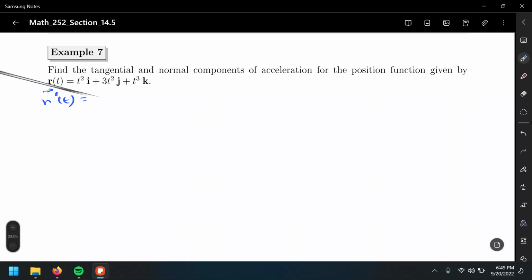That's 2t in the direction of i plus 6t in the direction of j plus 3t squared in the direction of k. Okay? And in order to get the tangential vector, we need to find as well the magnitude of this velocity vector, or this r prime vector. So let's find it.